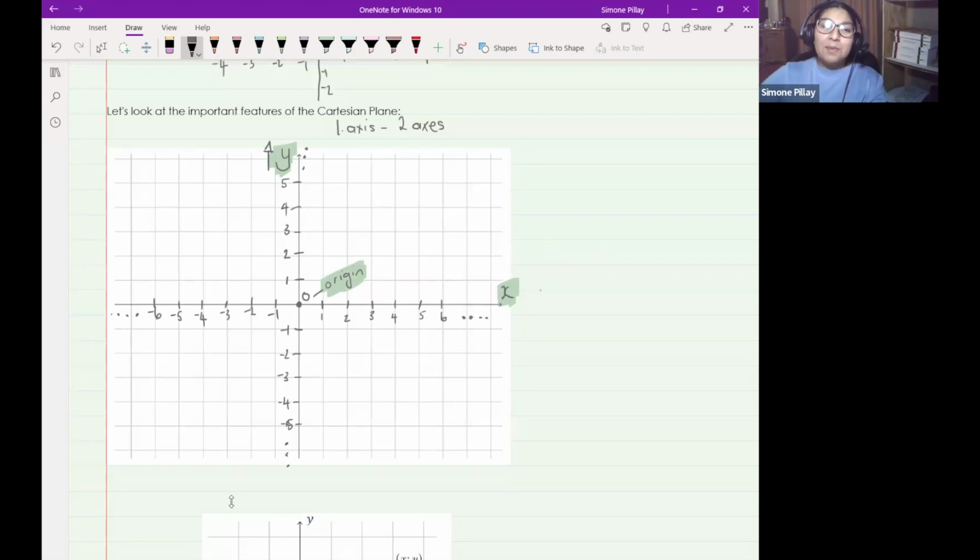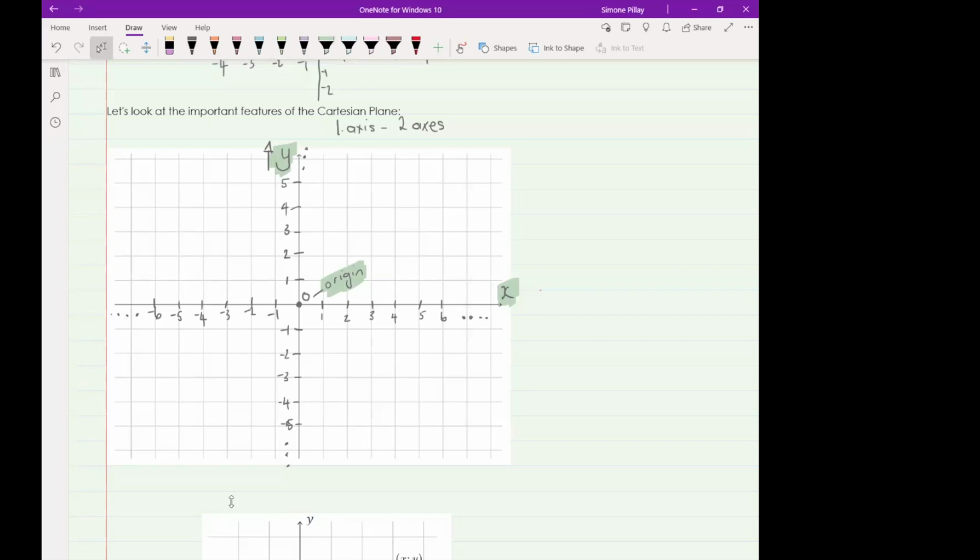Okay, but these are my features of the Cartesian plane. So again, can we get a thumbs up? Itandile, I see your hand is raised. Was it raised from before? Or do you have a question?